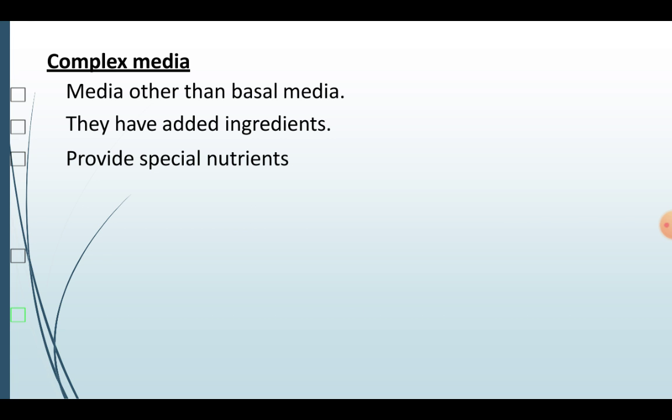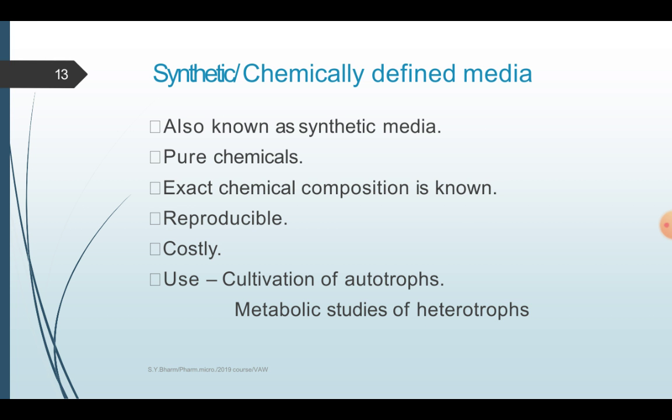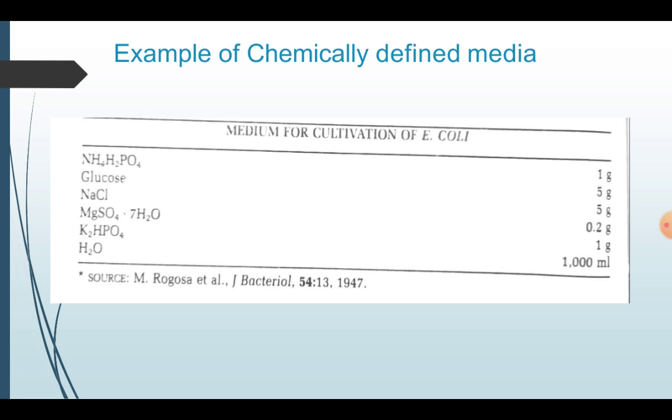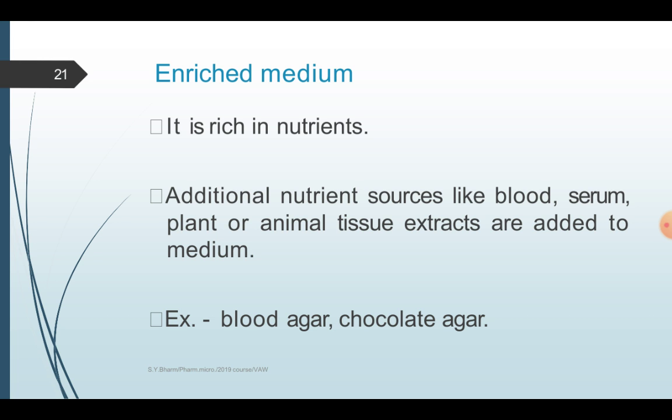Complex media, other than basal media, have added ingredients that provide special nutrition. Synthetic chemically defined media, also known as synthetic media, use pure chemicals whose composition is known and reproducible, but they are costly. They are used for cultivation of autotrophs and metabolic studies of heterotrophs. An example is chemically defined media for cultivation of E. coli. Enriched media are rich in nutrients.